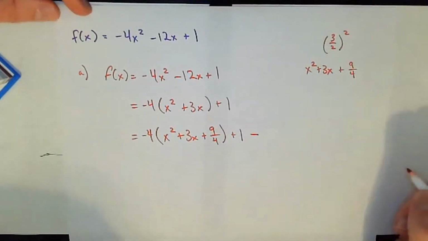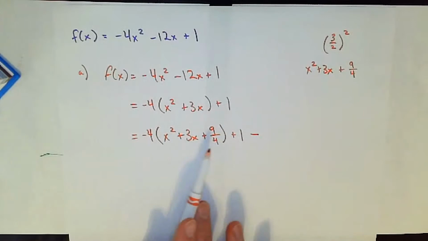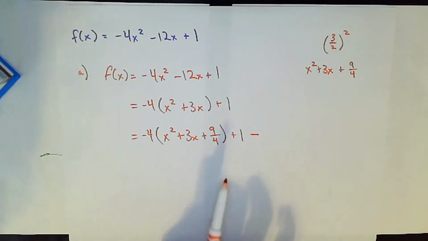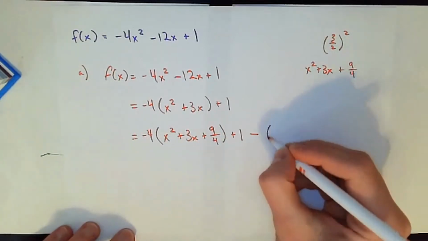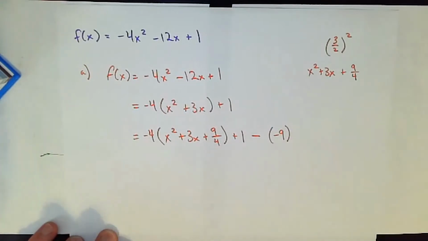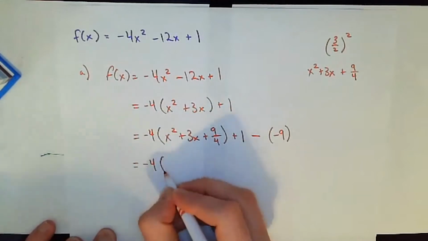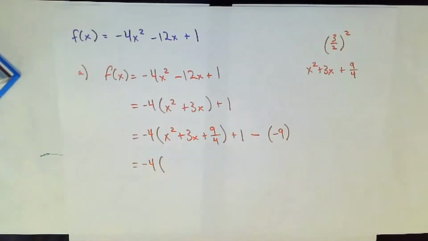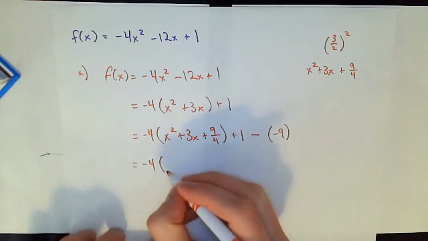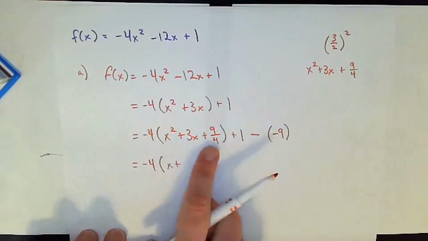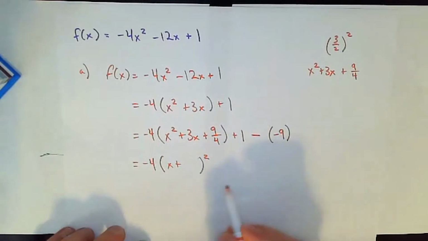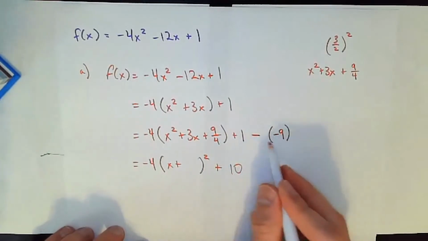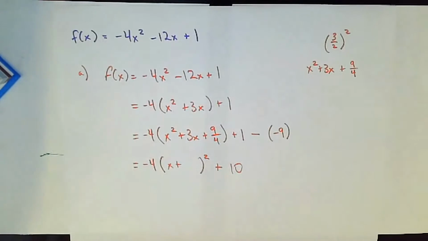And then what am I subtracting? Well, I need to distribute this negative 4 in to hit this so that I know what I should be subtracting. Negative 4 times 9 over 4. Look, the 4's cancel, thank goodness, and I'm just left with a negative 9. So I'm going to be subtracting a negative 9. Now, how does this factor into a perfect square trinomial? I know it's x and probably plus because everything's plus in here, and then it's going to be squared, and back here this is going to be a 10, right? 1 minus negative 9.